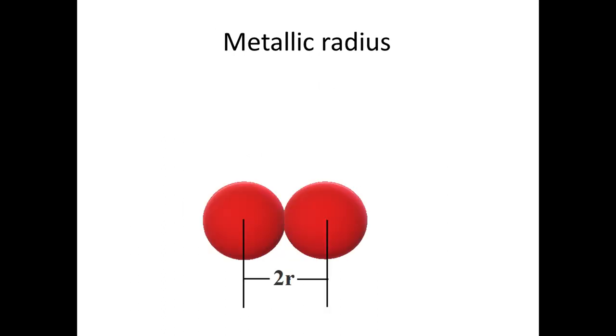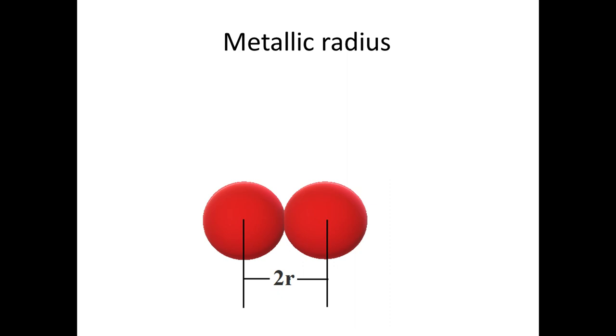Come to the next, that is metallic radius. Metallic radius is generally found in d block elements and s block elements. As similar to the covalent radius, it is again half of the distance between two nuclei which are bonded with the help of metallic bonds.